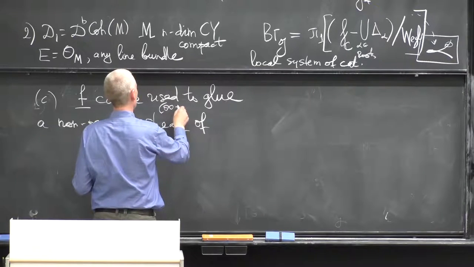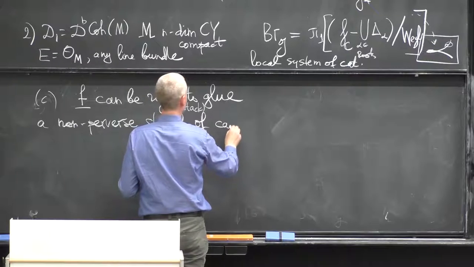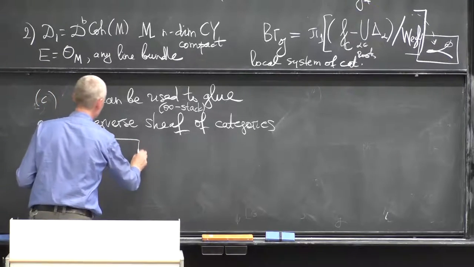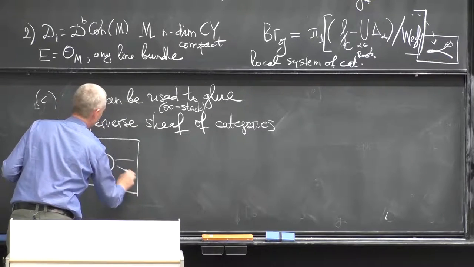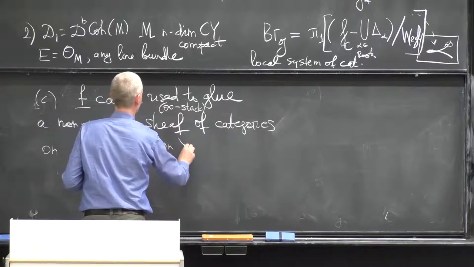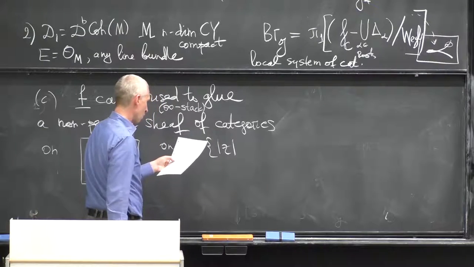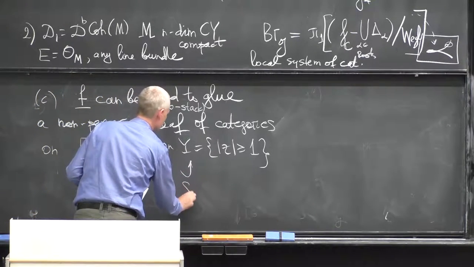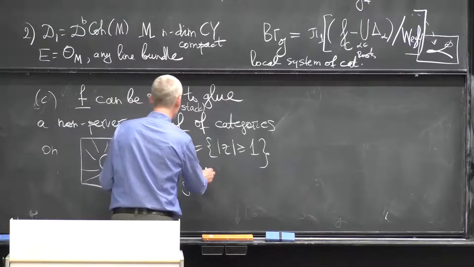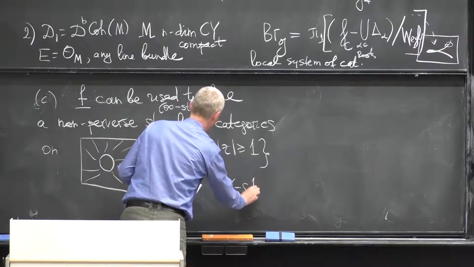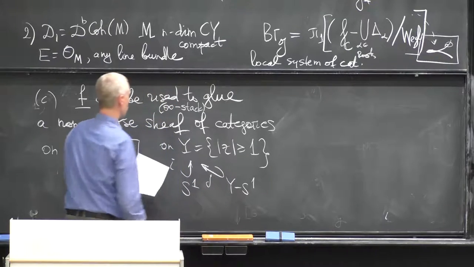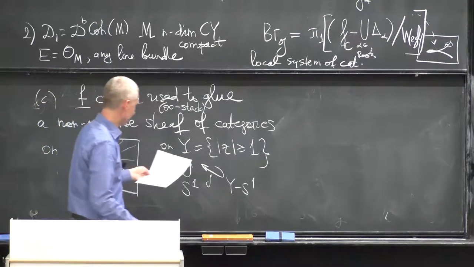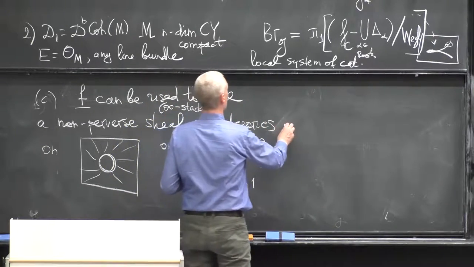More formally, it would be an infinity stack of categories, not on the circle but on the complement of the disk, on this type of variety Y, given by the set of complex numbers z such that the absolute value of z is greater than or equal to 1. So Y has inside it a standard circle S1, and also the complement Y minus S1. Let's call this map I, the closed part, and this map J, the open part. This space is stratified into the open and closed parts. Let me call this sheaf of categories S.